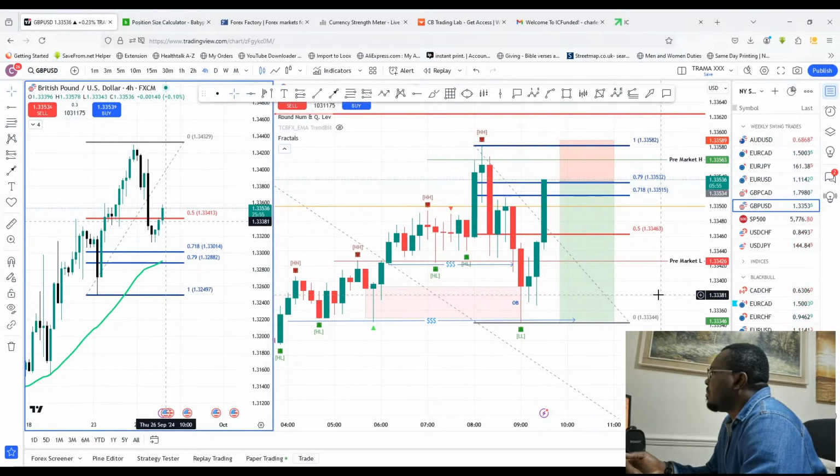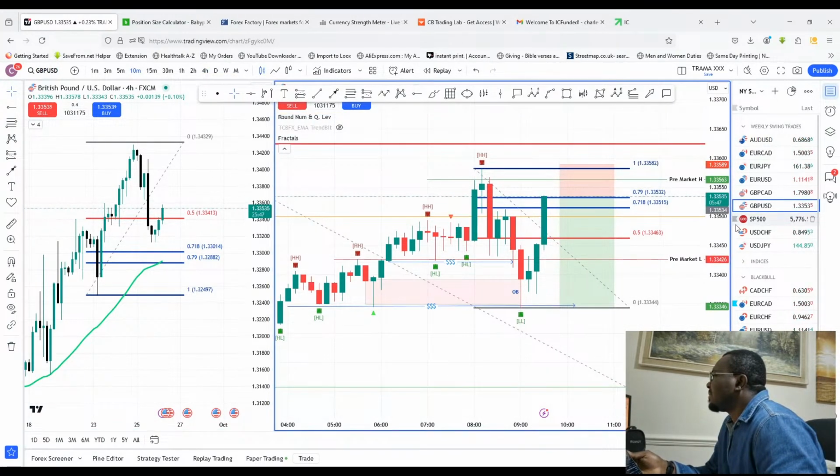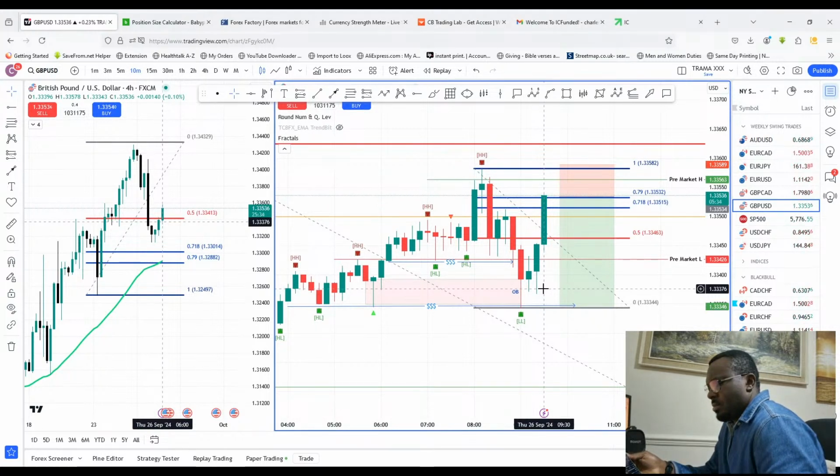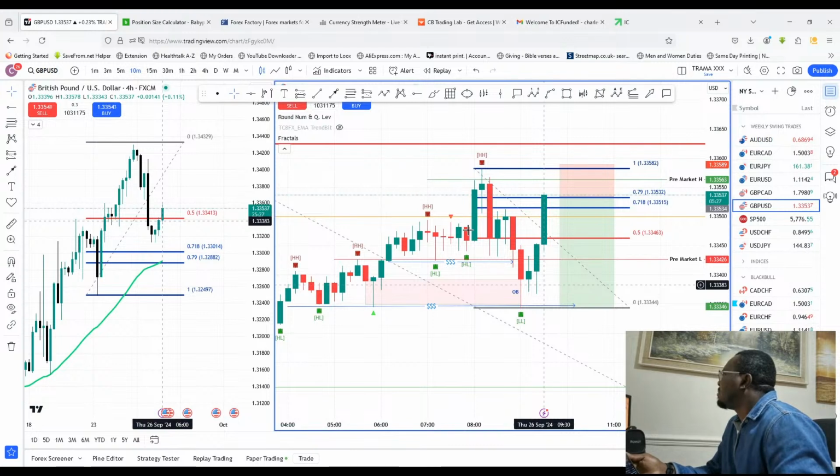The momentum is so strong. It's just pushing up crazy. It's so strong, so you can't get in like that. Strong momentum. You can see the way it's rising. Yeah, it's pushing higher.